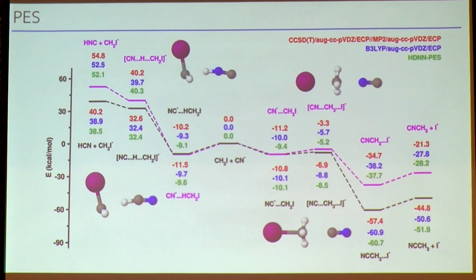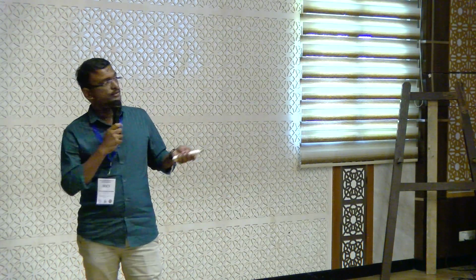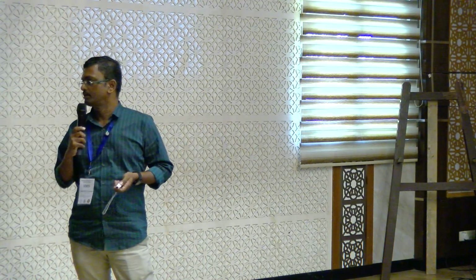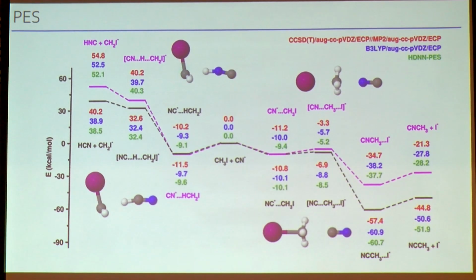So this is the surface with coupled cluster, B3LYP, and neural network. You can see an overall picture that everything falls into place. Of course, these are the stationary points. We also looked into the non-stationary points, and you can see that the surface is pretty good, nicely trained. And now we couple this neural network into the dynamics code, and then we start running the trajectories. Now we can generate trajectories at about one trajectory per minute. So it's very fast.